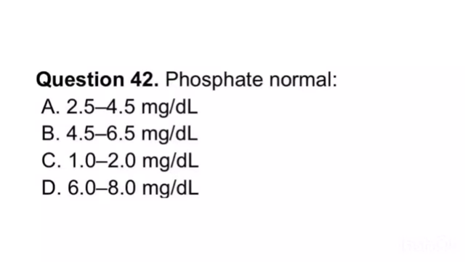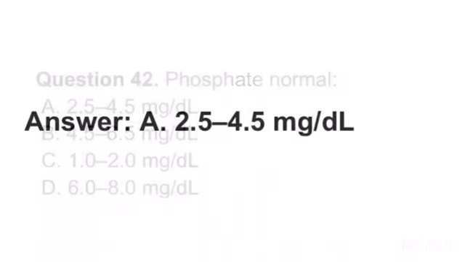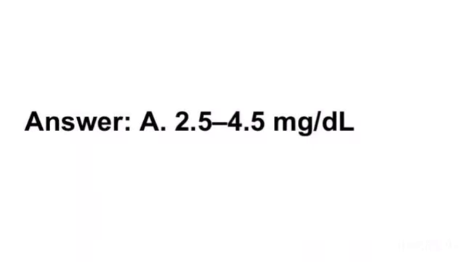Question 42. Phosphate normal. A. 2.5 to 4.5 milligrams per deciliter. B. 4.5 to 6.5 milligrams per deciliter. C. 1.0 to 2.0 milligrams per deciliter. D. 6.0 to 8.0 milligrams per deciliter. Answer A. 2.5 to 4.5 milligrams per deciliter.